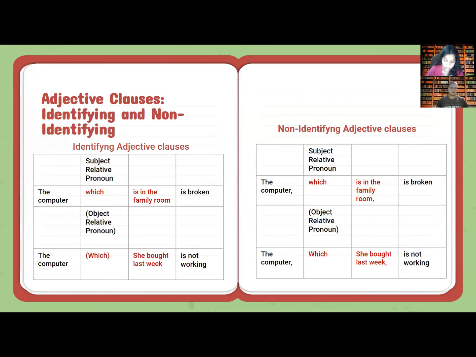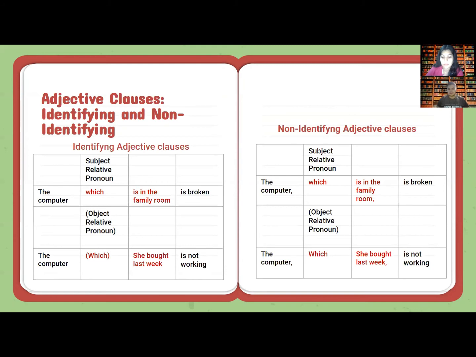Identifying adjective clause with object relative pronoun. We have optional information. This is the definition of non-identifying adjective clause. We have additional or optional information about the noun it refers to. It's optional because the main clause can be understood clearly without the adjective clause. In this case, the computer is not working.